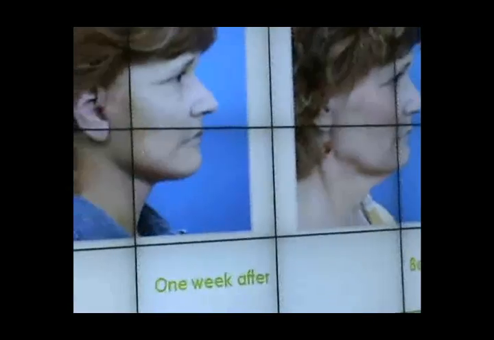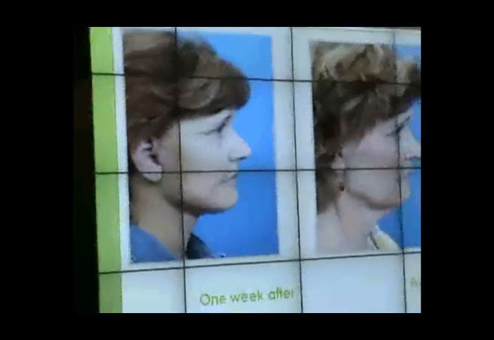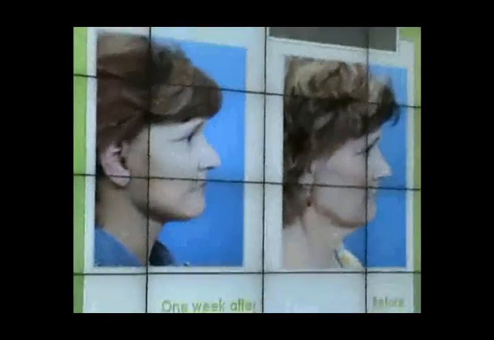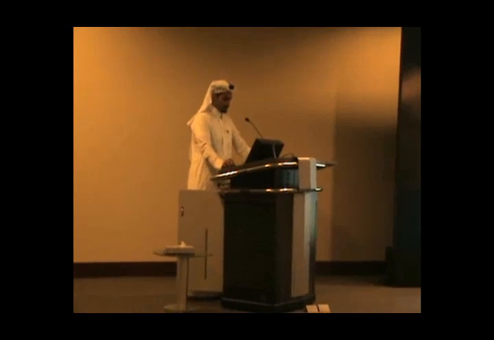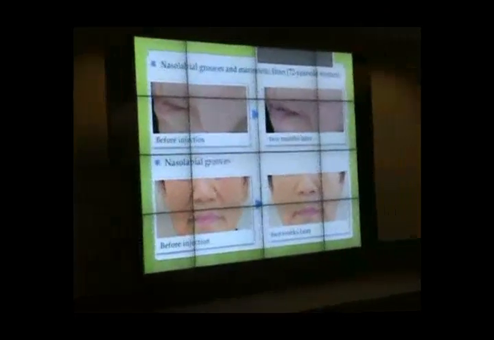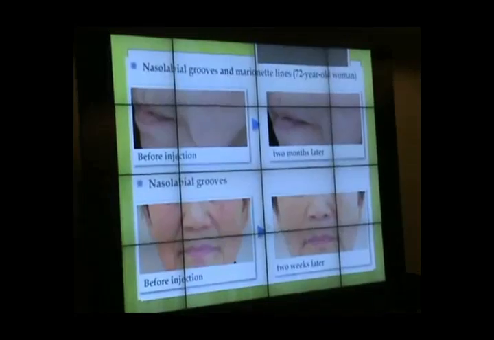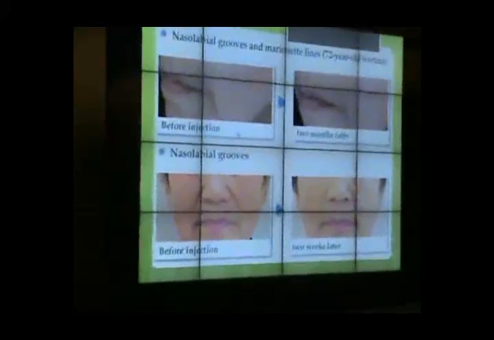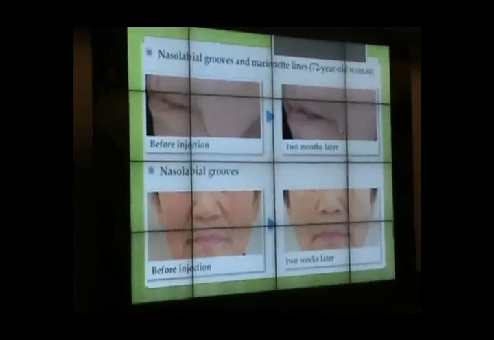Like this patient, if you can see the mark in front of the ear, you can tell that she had a facelift with a preauricular incision. But she also had fat grafting combined with PRP. And you can tell the augmentation of the cheek and the nasolabial fold, and the better skin texture after this combination therapy, just 1 week after. It's a remarkable result.